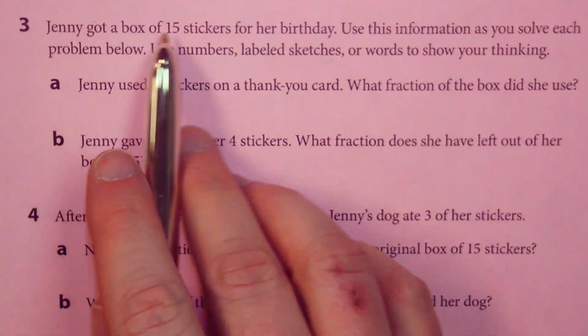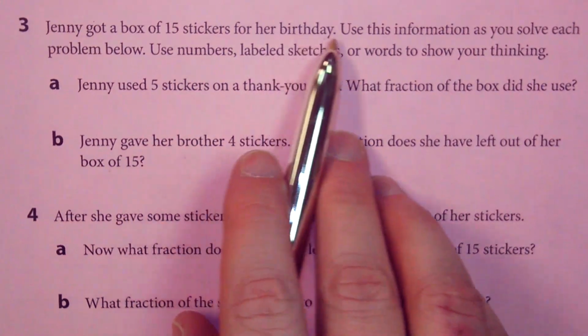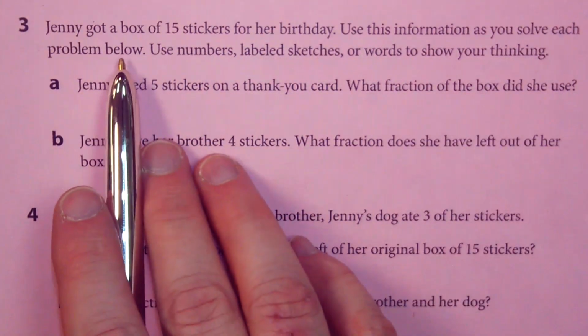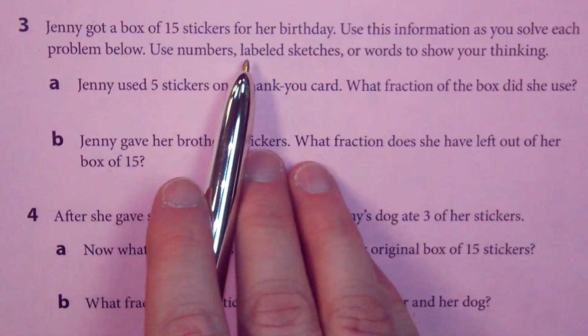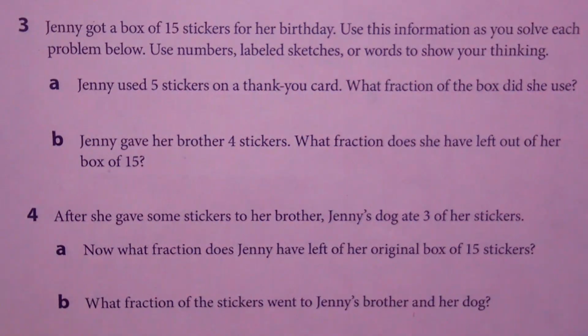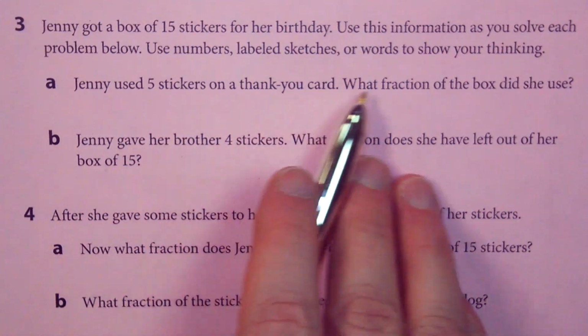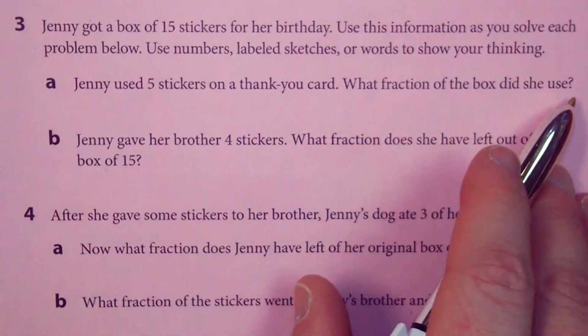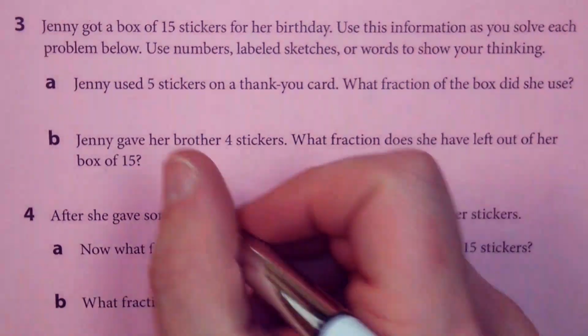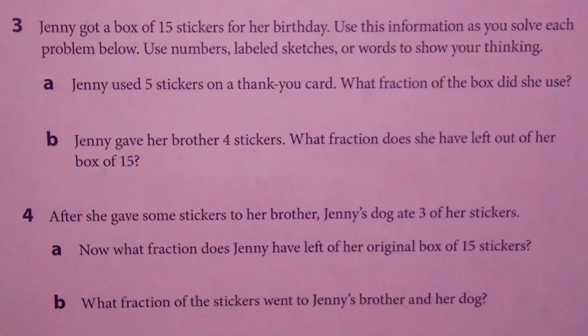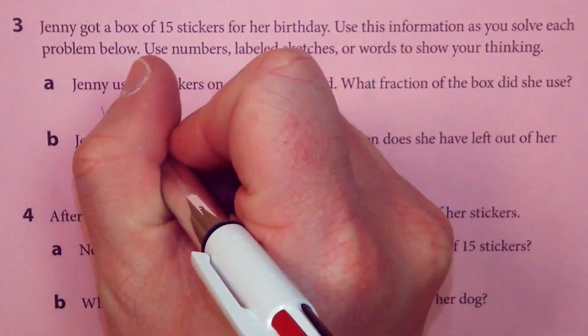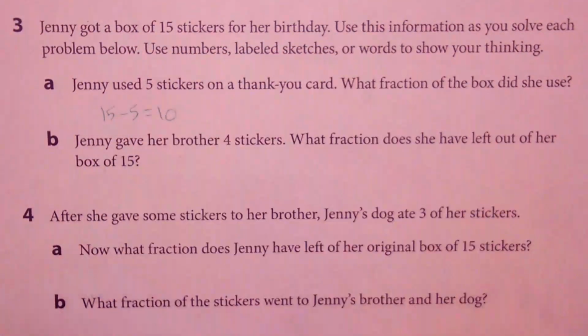Number 3 says, Jenny got a box of 15 stickers for her birthday. Use this information as you solve each problem below. Use numbers, labeled sketches, or words to show your thinking. Jenny used 5 stickers on a thank you card. What fraction of the box did she use? So you have 15 stickers in the box, and she used 5 of them. Yeah, 15 minus 5 is 10.